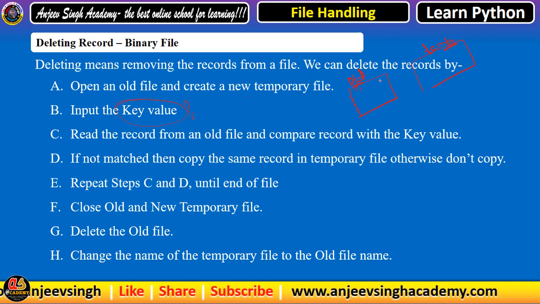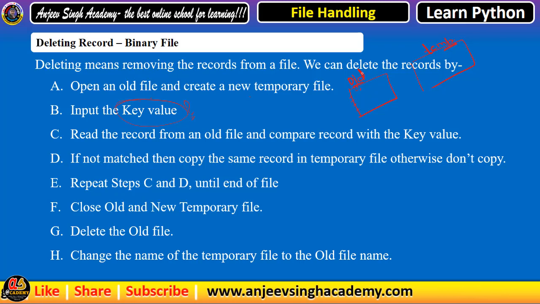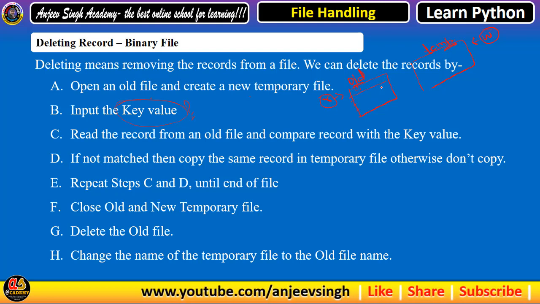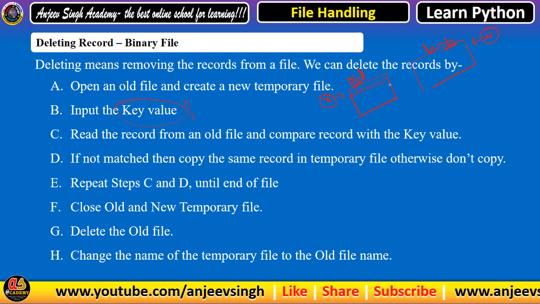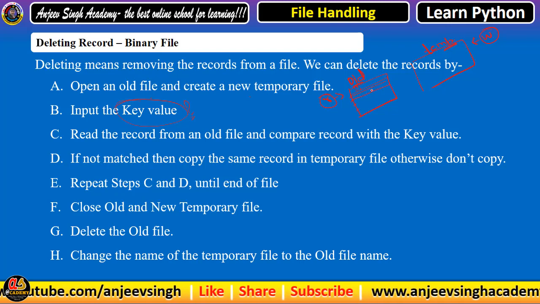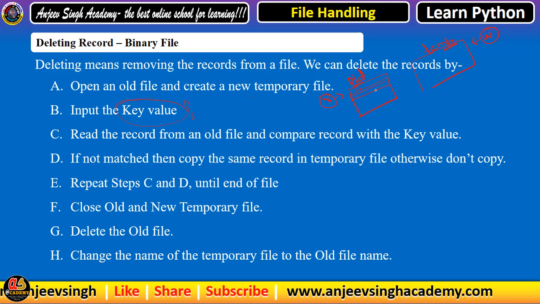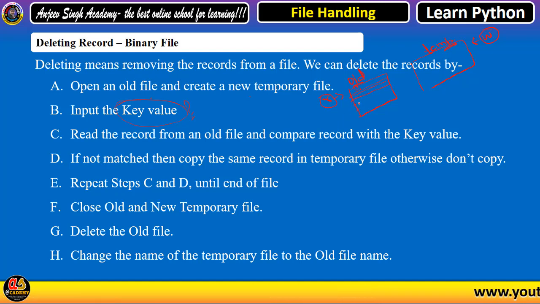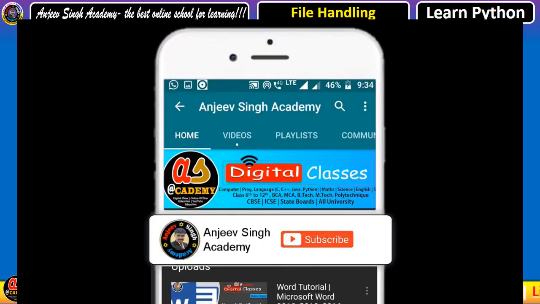One thing you have to understand is that the old file must be opened for the read purpose, and the temporary file must be opened for the write purpose. Now you have to read a record from a file. After reading one record from the old file, or your master file or source file, you have to check: does this record satisfy that criteria? Is this record verified and matched with that key value? If it is, then it's okay.